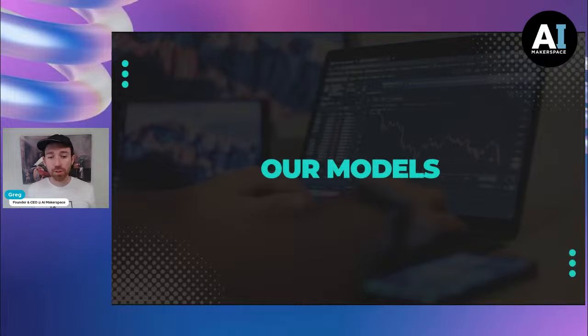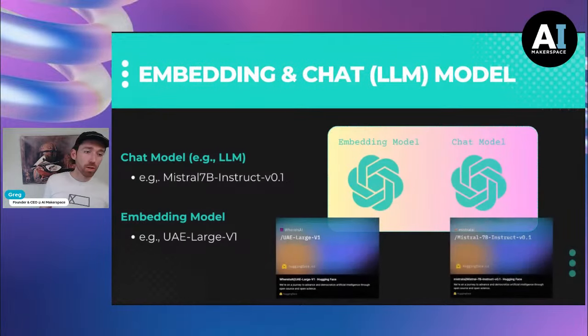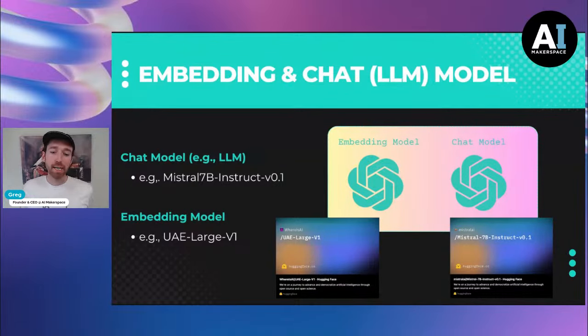The models that we're using are, number one, of course, Mistral 7B Instruct v0.1, and the UAE-Large-V1 embeddings. They're at the top of the Massive Text Embedding Benchmark leaderboard today on Hugging Face. So we went ahead and picked that one up.